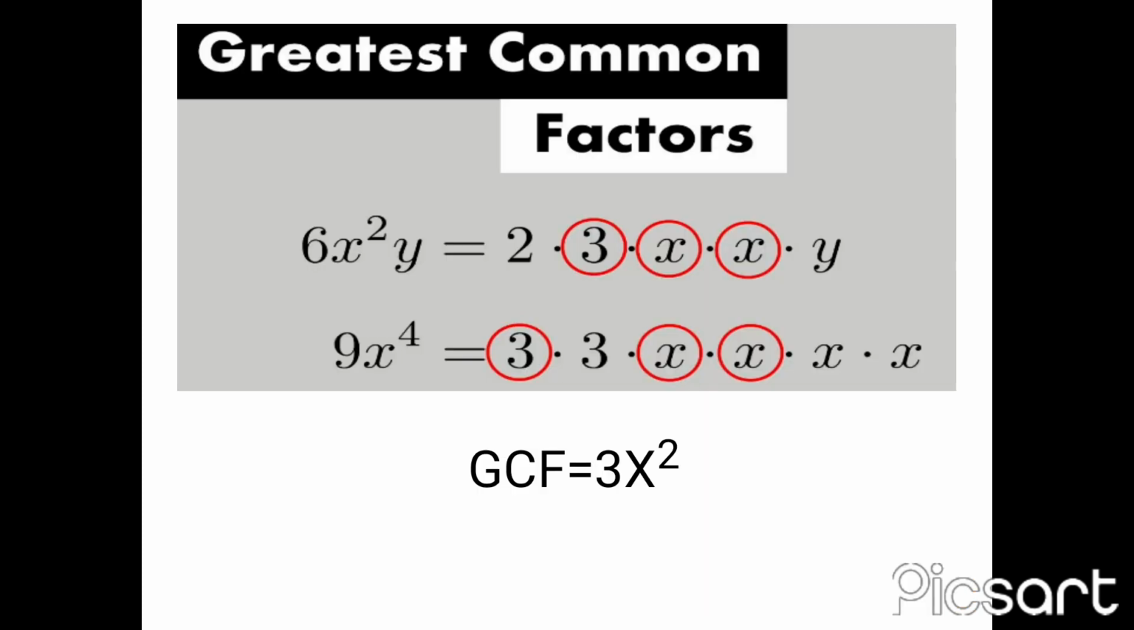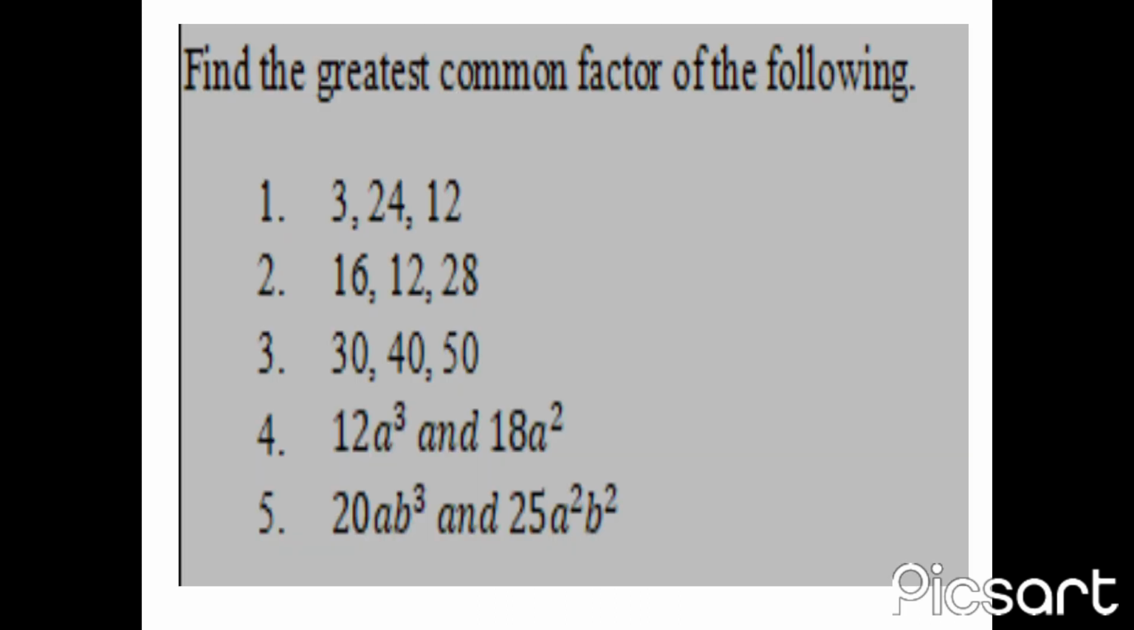Okay, then we have another greatest common factor. 6x squared y: 2 times 3 is 6, then the variables x times x and y. Then for 9x to the 4th power, 3 times 3 is 9, then x times x times x times x is x to the 4th power. Then the common factor is 3. And the variable is 1 x and another x, so we have x squared.